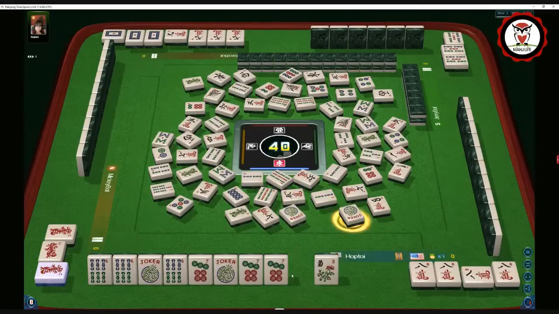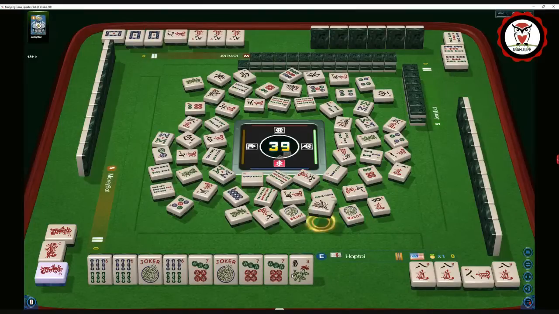Joker. One bamboo. Let's see. Six bam. I don't see a six bam out there, and I don't see a seven dot out there either, and no North wind. So we do have potential for a pure hand, which will double the value of the hand. Red dragon. Flower. There it is. Mahjong.